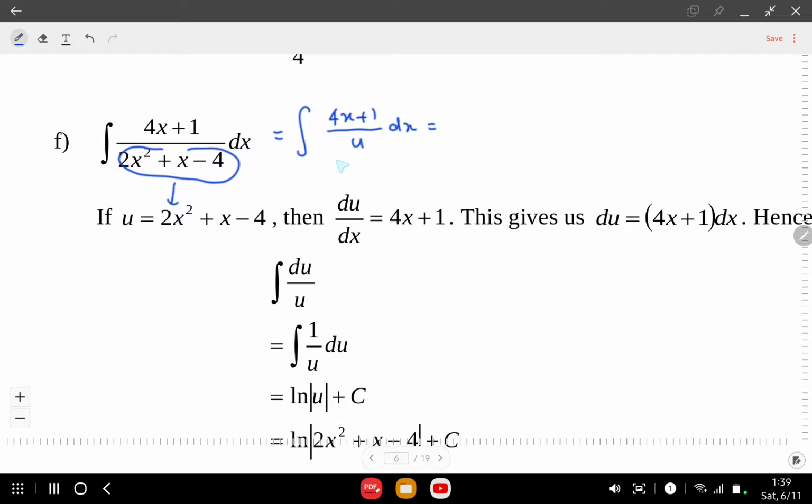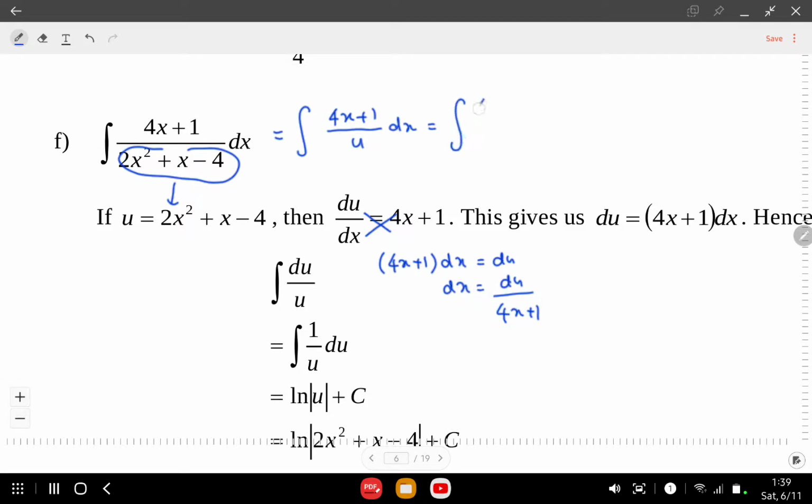Okay, ni masih ada term of x. Kita belum boleh proceed untuk integrate sebab masih ada term of x. So kita kena tukar semua dalam term of u. Okay, dx nak tukar jadi apa? From here, if we darab silang dia, kita akan dapat 4x plus 1 dx equals du. So dx equals du over 4x plus 1. Okay, so our dx we will substitute it into this one.